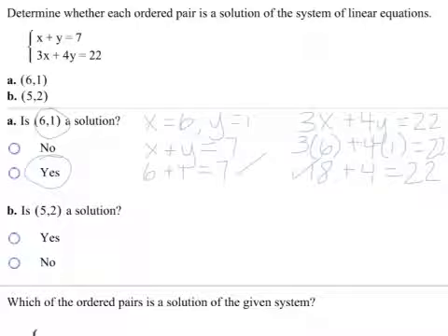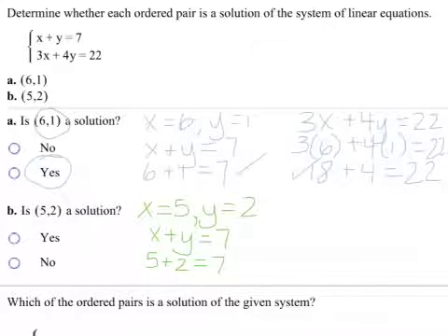So trying our second choice here, we're going to see if 5, 2 is a solution. We'll replace x with 5 and y with 2. So our first equation, x plus y equals 7. Substituting 5 for x and 2 for y, it does make the first equation true. So we know that 5, 2 is on the line created by the equation x plus y equals 7.